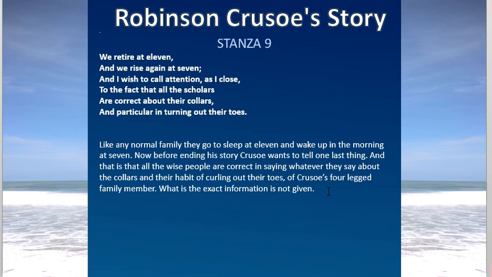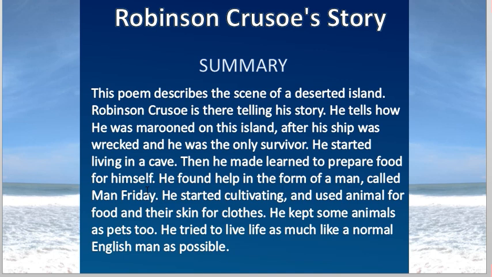Okay, these were the 9 stanzas of the poem, and here is a summary. Now, a summary is when you tell the whole story in a small paragraph. You shorten up the lesson or the poem and just tell the main story. So as we have read the 9 stanzas, we know what the story of the poem is. What story is Robinson Crusoe telling? So here is the summary that I have written. You can write a summary on your own also. When we read this, you can see how easily it's done.